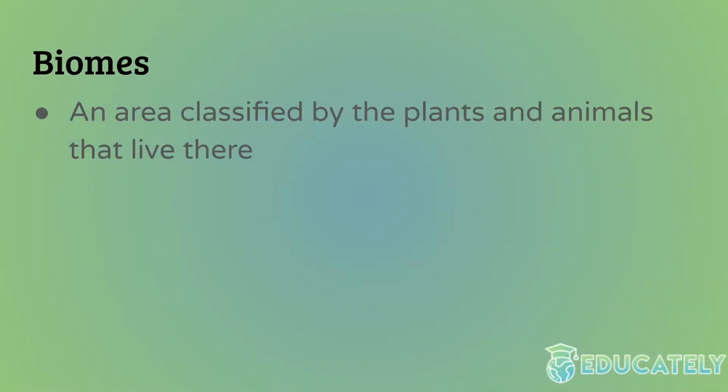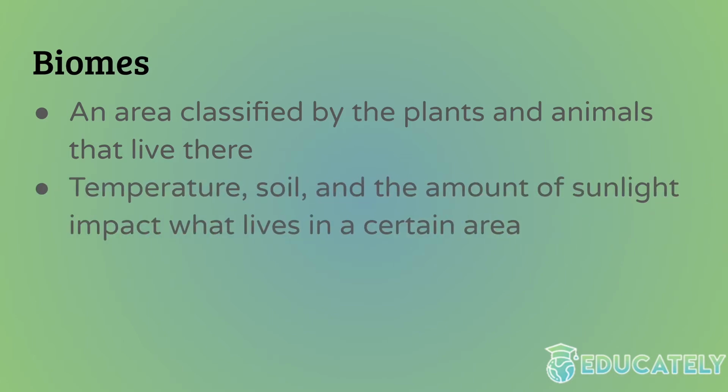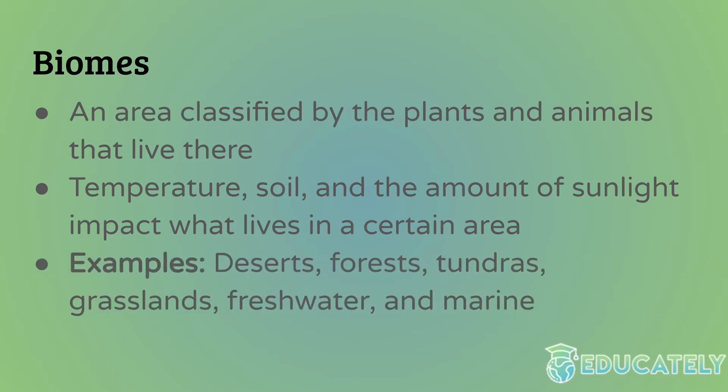A biome is an area that's classified by the plants and animals that live there. What determines the types of plants and animals that live in a given area? Well, there's a lot of factors, but mostly it's going to be things like temperature, soil, and the amount of sunlight in a given area. So on a large scale, these are the things that create biomes. These are what determine whether or not a place is a desert or a forest.